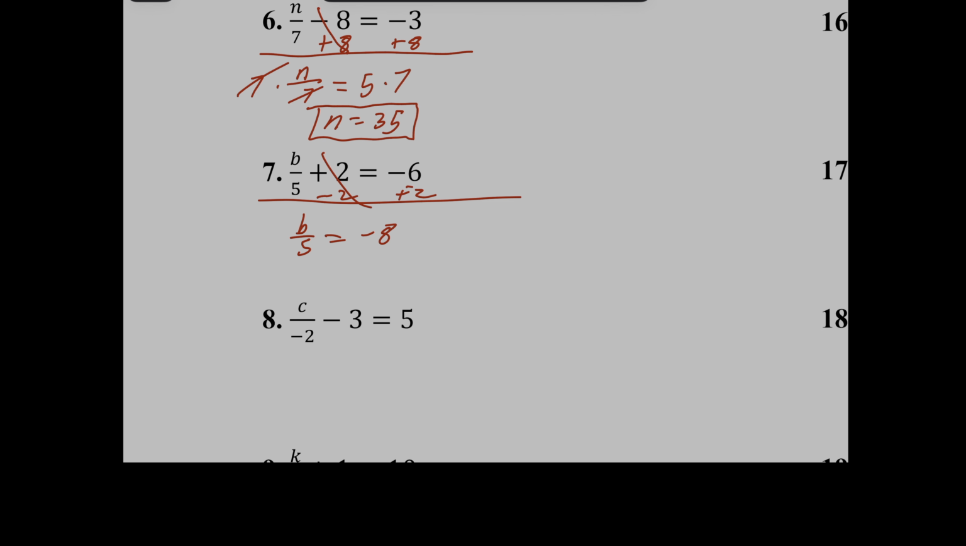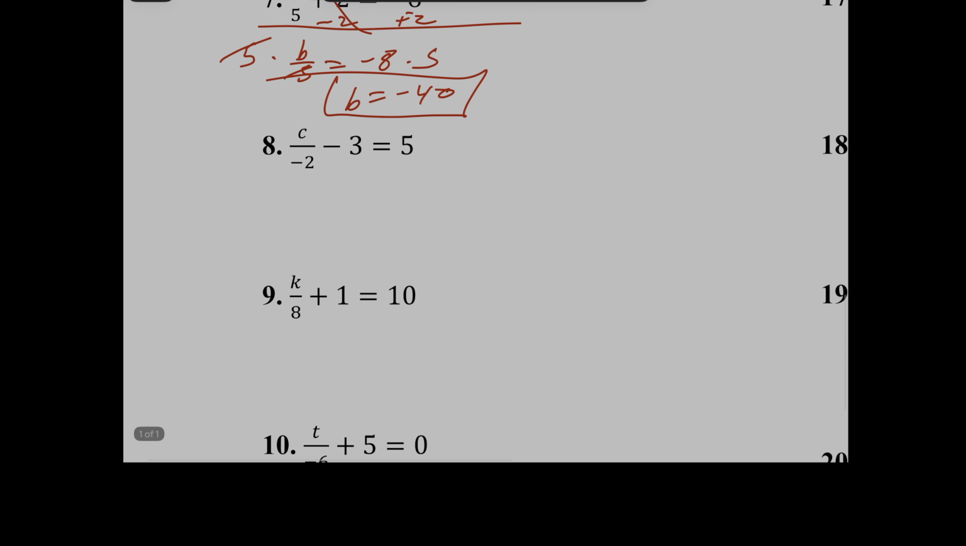Here we go. -8. I'm going to multiply each side by 5. Boom, boom. And I get b equals negative times a positive is a negative. There we go. Let's go on to number 8. I'm going to add 3 to both sides. That gives me my letter terms on one side. Gives me my numbers on the other. Boom, boom. c equals, ooh, I didn't write a negative there.